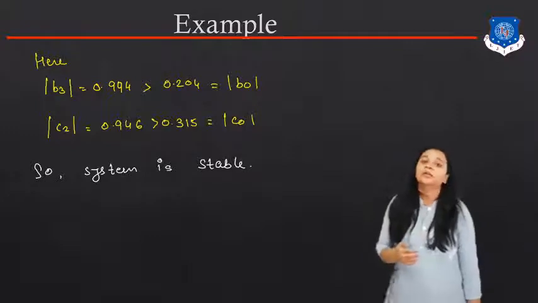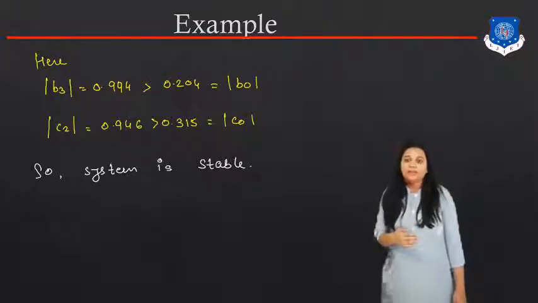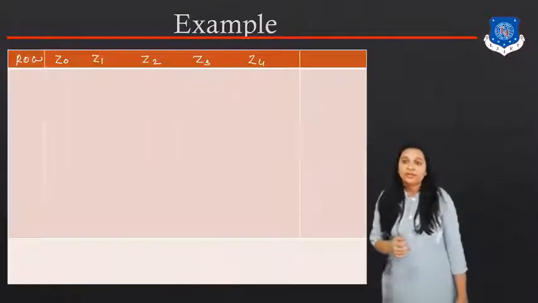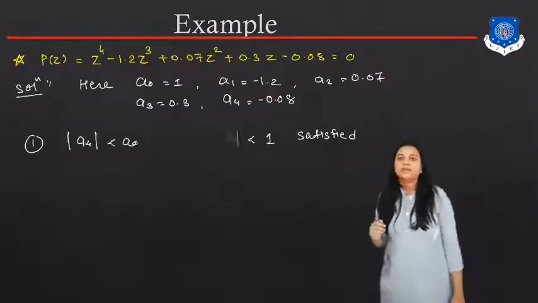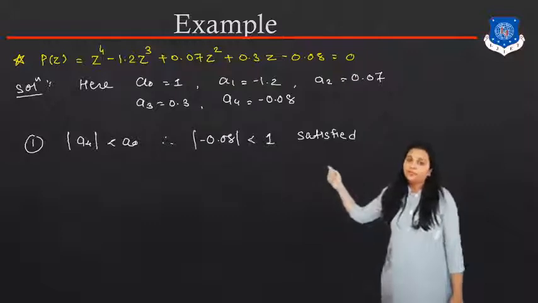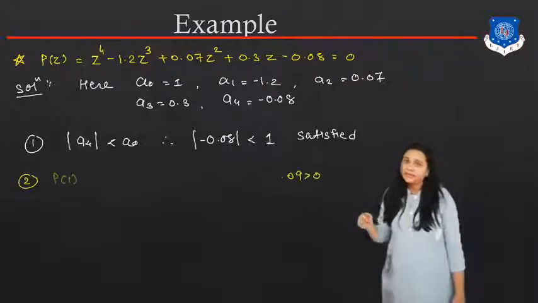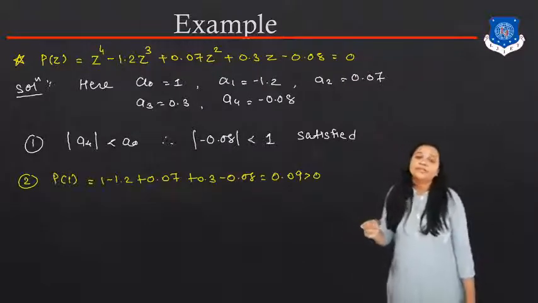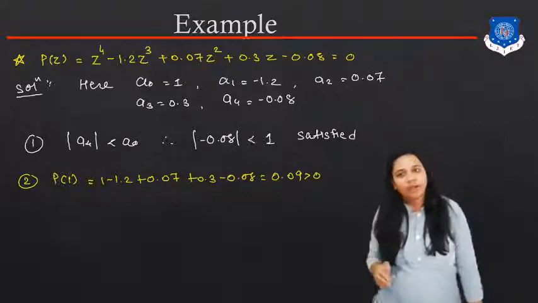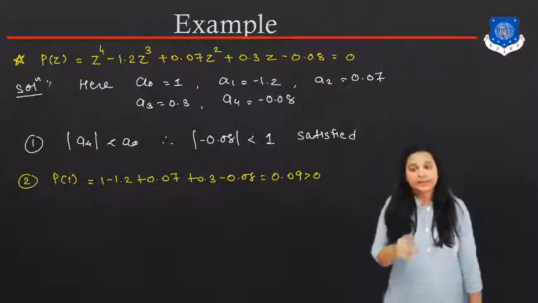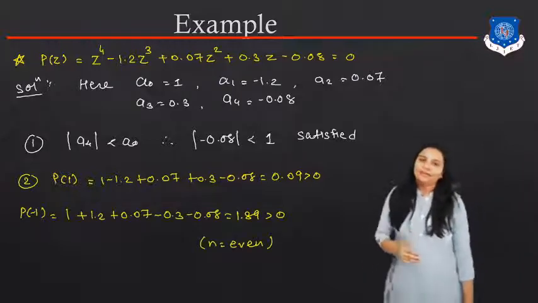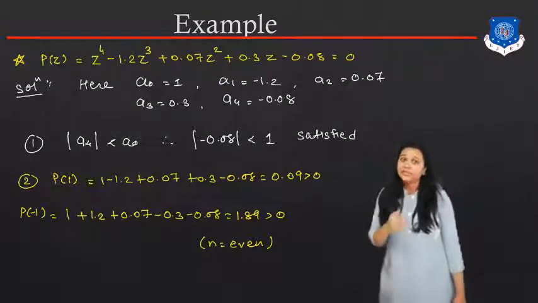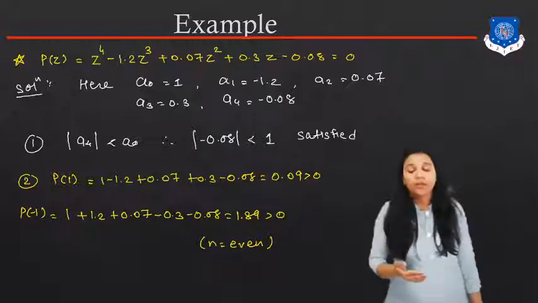For that, using the Jury stability test, first of all, we have to check the conditions. This is our characteristic equation. The first condition is mod of A4 is less than A0. Then we have to put Z is equal to 1, and it should be greater than 0. Then the second condition is satisfied if we put Z is equal to minus 1 and it is greater than 0 for n even number and less than 0 for an odd number.